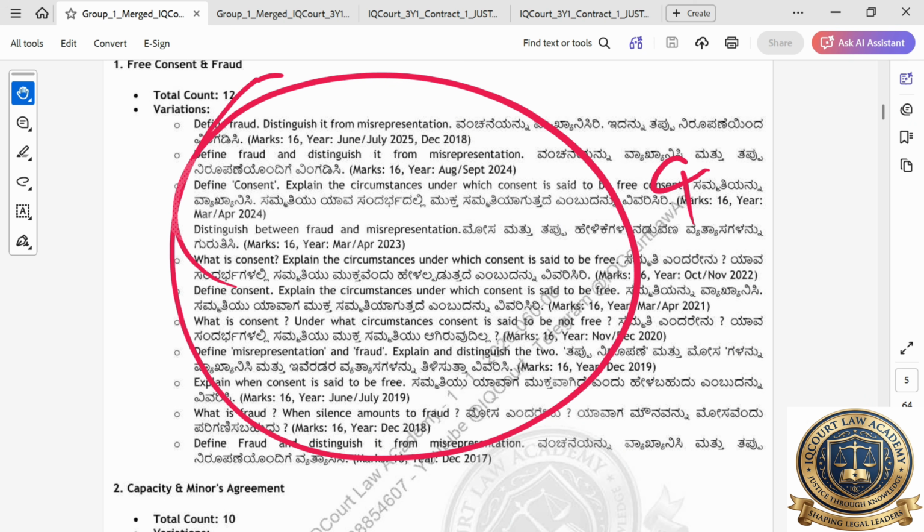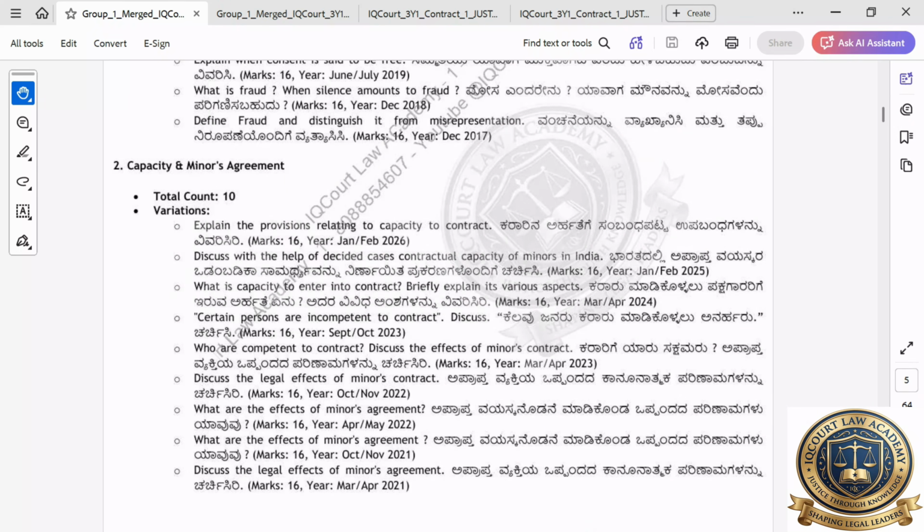Top question, 90% important question. Then this is also very, very important. This you will study in second, third, fourth, fifth, all semesters you will study this question. Very, very important, very basic question. Explain the provisions related to the capacity to contract.